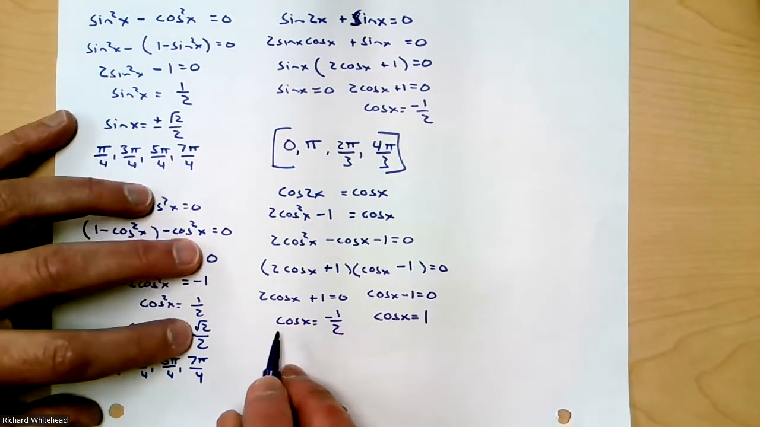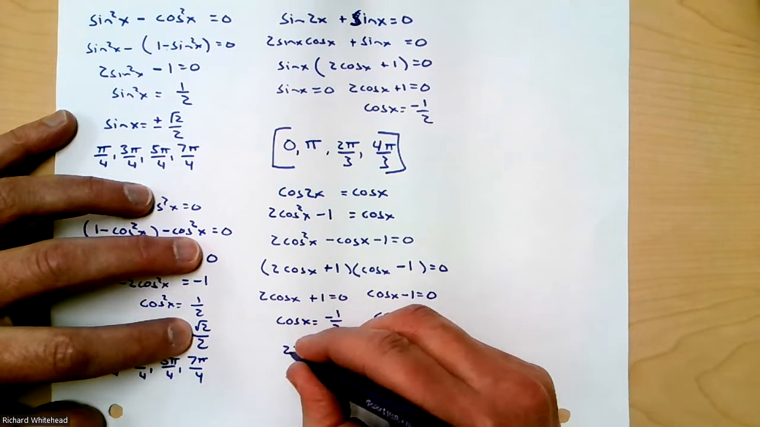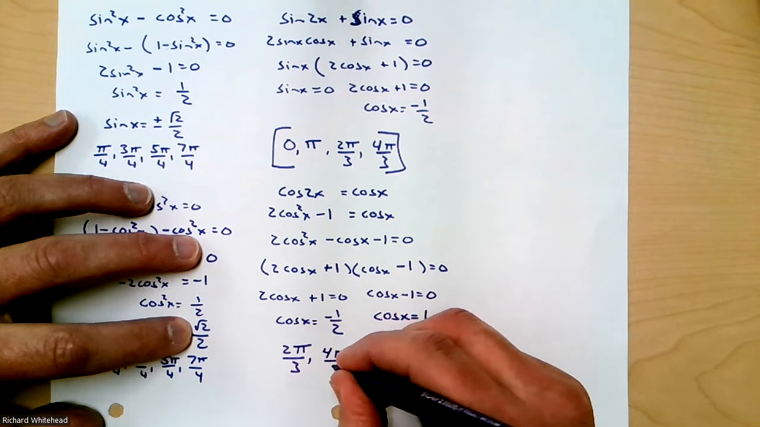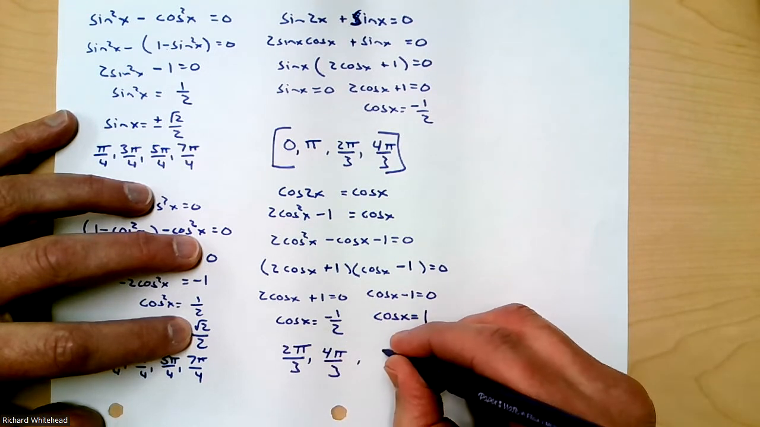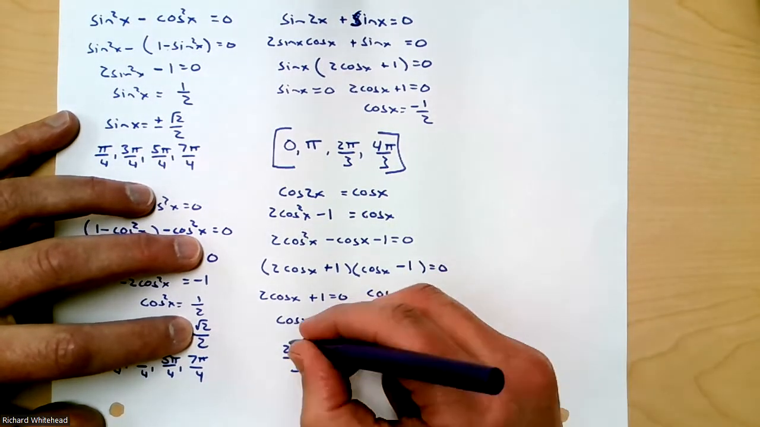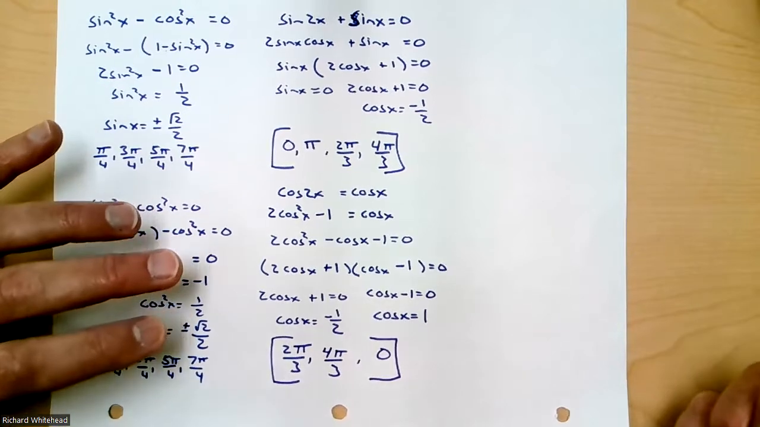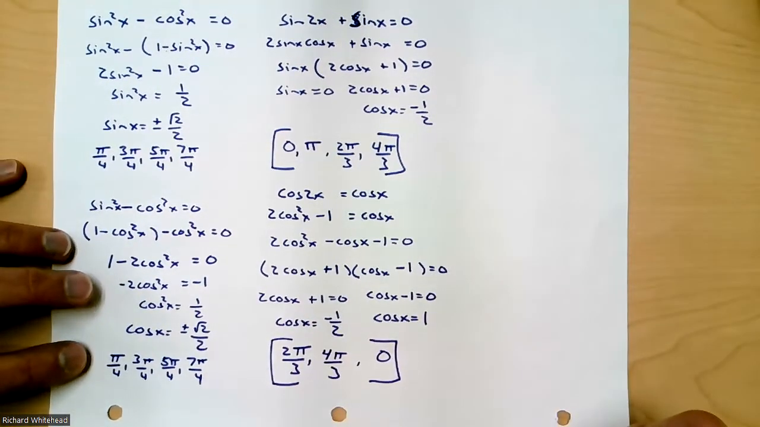Well, we've already been through this. When does cosine equal -1/2? Well, that's 2 pi over 3 and 4 pi over 3. When does cosine equal +1? Well, that only happens at 0. And if you put 0 and 2 pi, I'd probably be a wimp and count it correct. But that's the way these guys go.